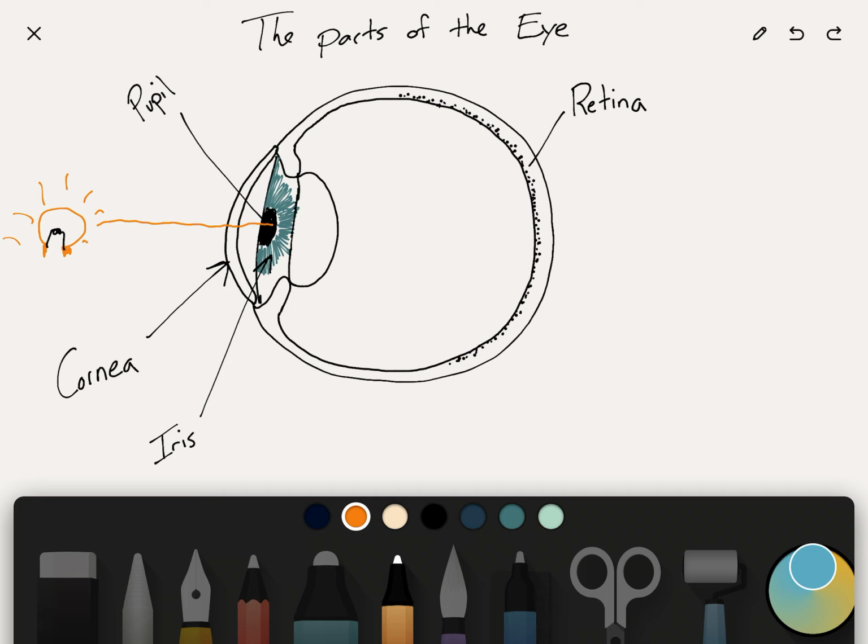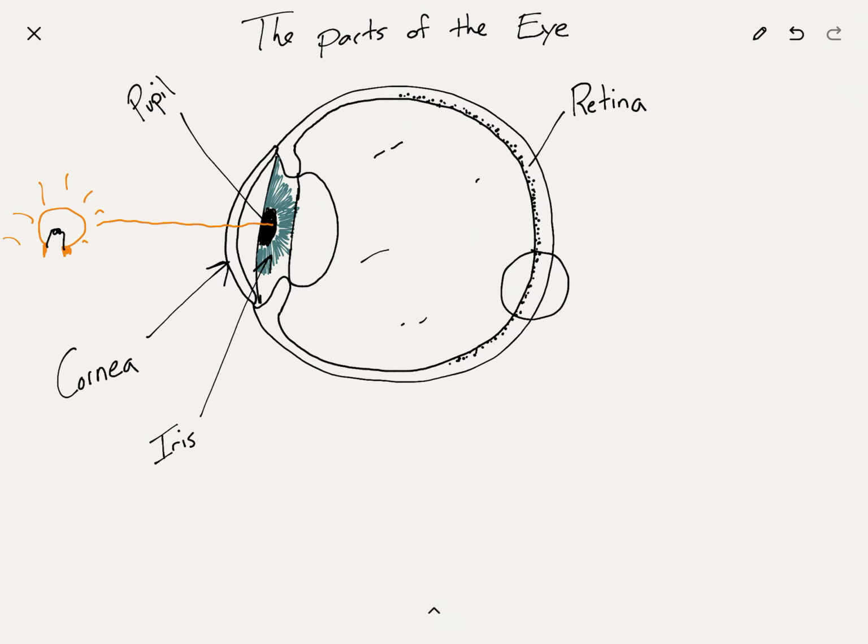So, now we have the lens. And now inside here, all of this is called vitreous humor. It's a liquid inside of our eyes, but we don't really need to worry about that too much. Now we're going to talk about what's in this part of the retina. And so we're going to zoom in on this part.